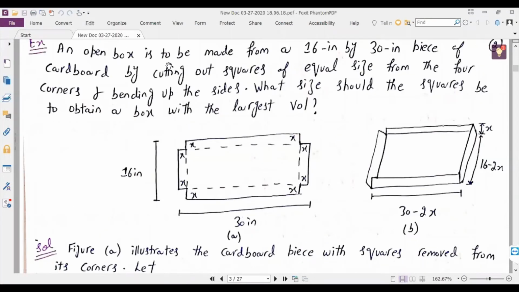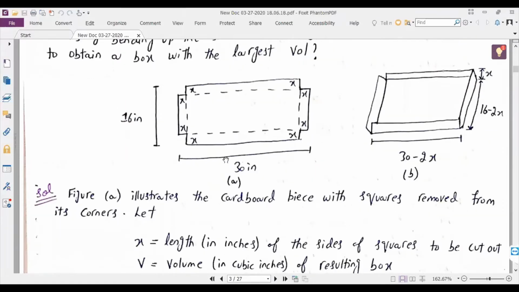An open box is to be made from a 16-inch by 30-inch piece of cardboard by cutting out squares of equal size from the four corners and bending up the sides. What size should the squares be to obtain a box with largest volume? Now you have to obtain a box with the largest volume, and you have to cut the squares from all four sides, and you don't know what the length of each side should be.